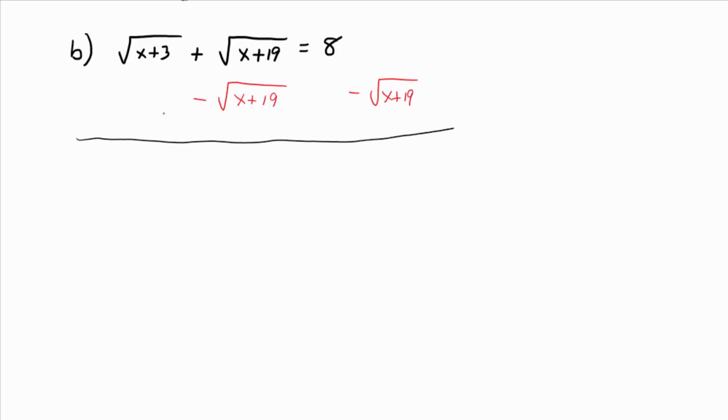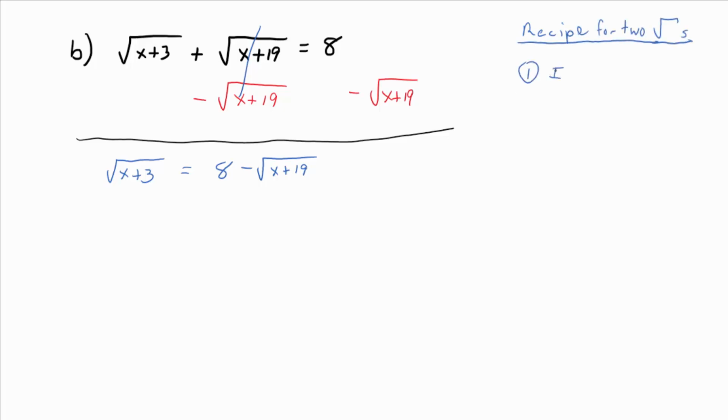And that leaves me with the square root of x plus 3 on the left side, and on the right side, 8 minus the square root of x plus 19. Okay, so if I were to start writing down my recipe right now, step 1 looks the same, but we're isolating the radicals from each other if you have 2 radicals.